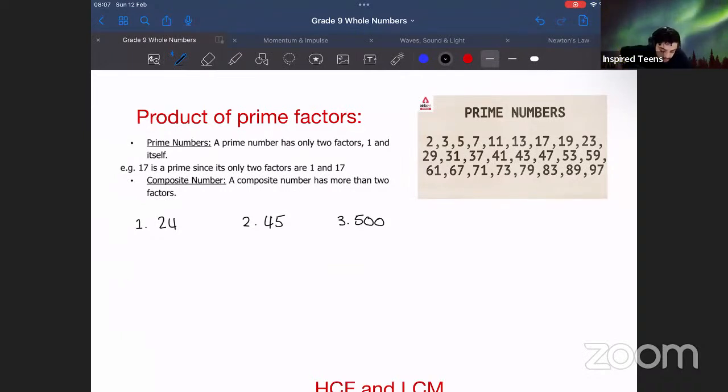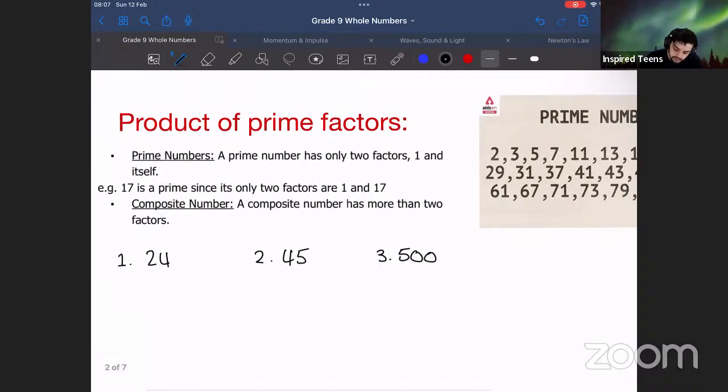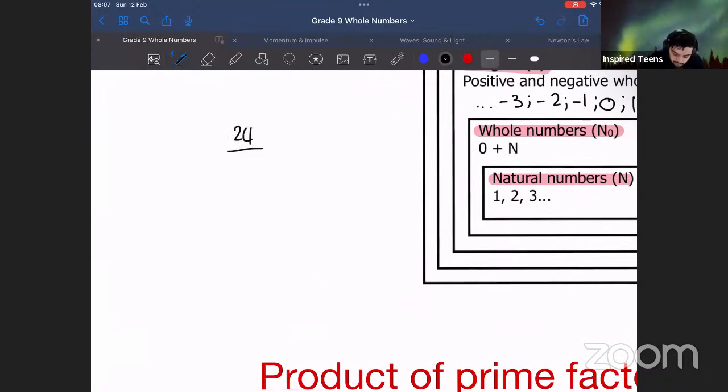A prime number is a number that has only two factors, one and itself. So remember, let's just revise one more time. What is a factor? A factor is a number that can go into another number an exact amount of times. So let's look at the number 24, for example. If we want to talk about its factors, we have to talk about numbers that can go exactly into it. So if we look at the number 10, 10 cannot go an exact amount of times into 24. So therefore, it's not a factor of 24.